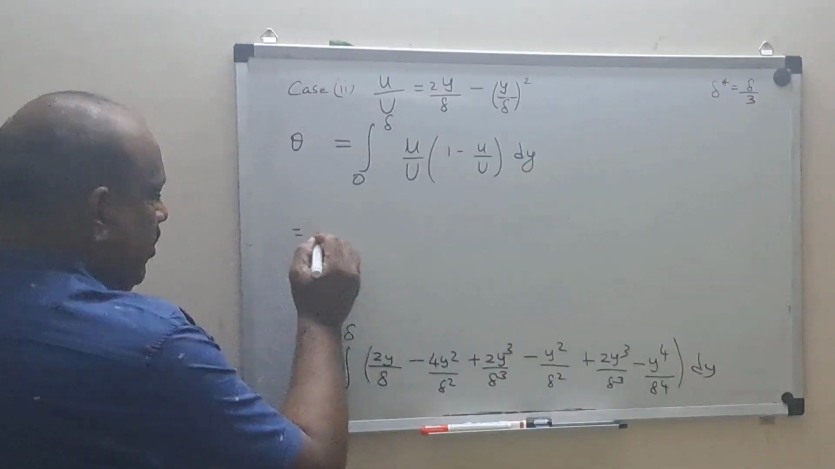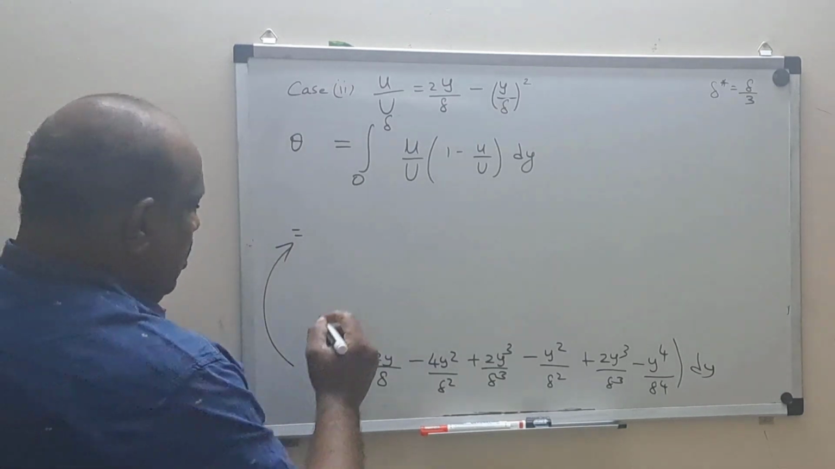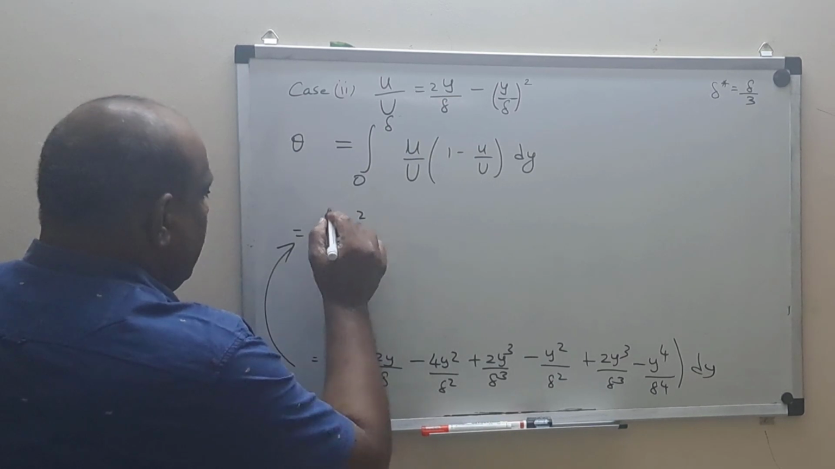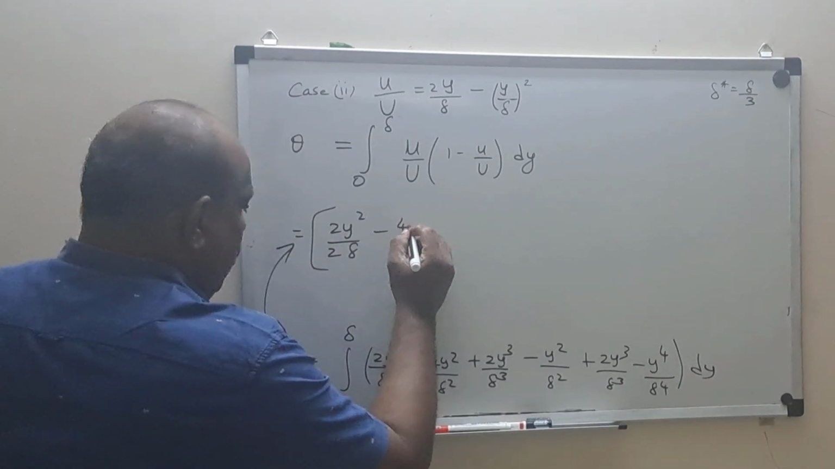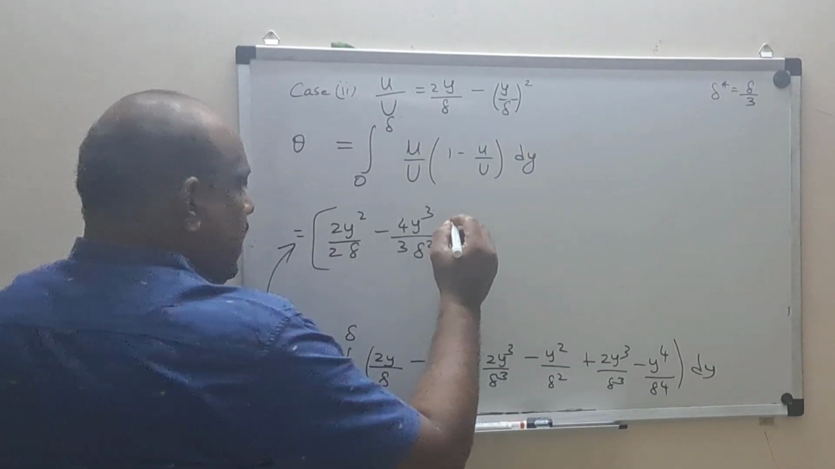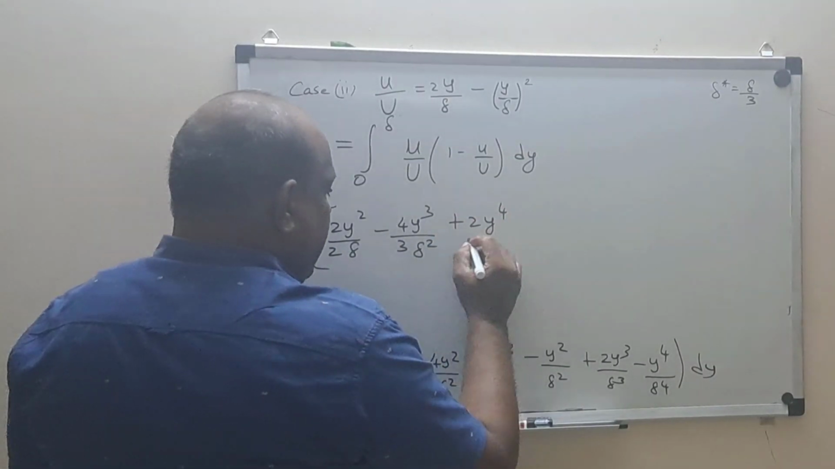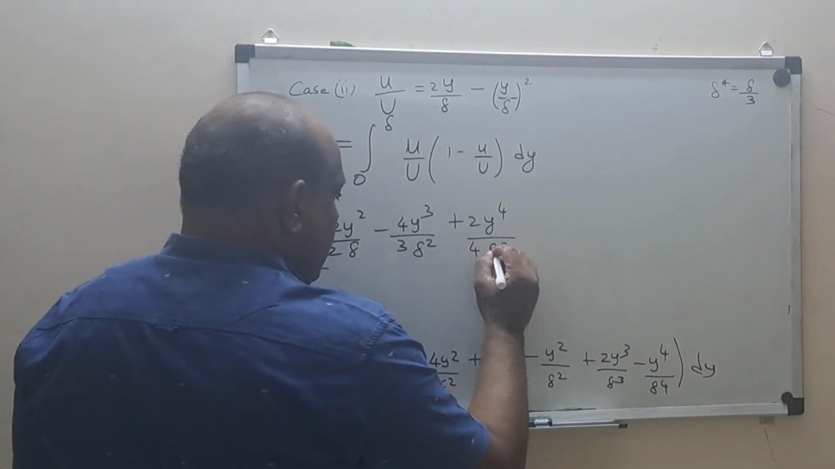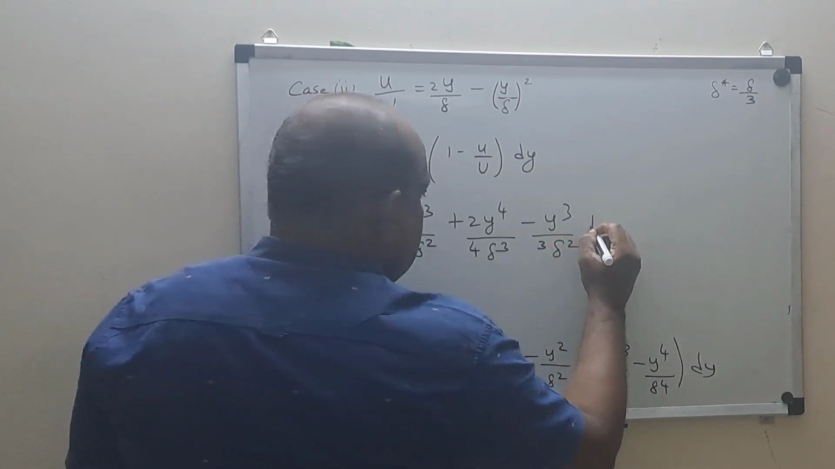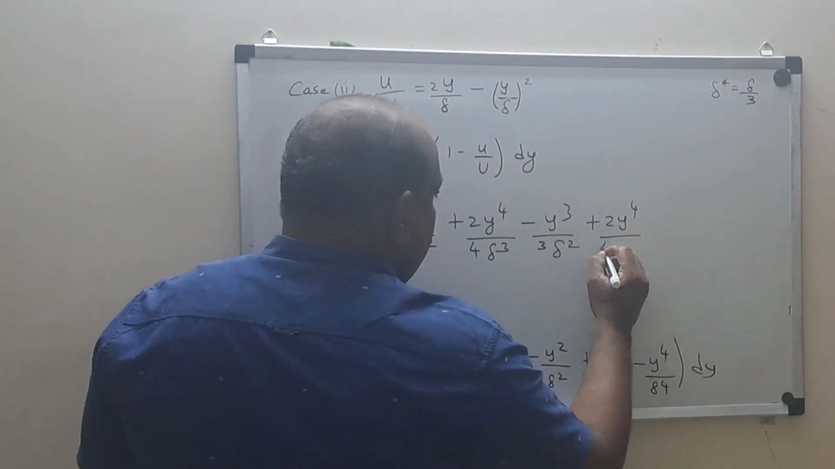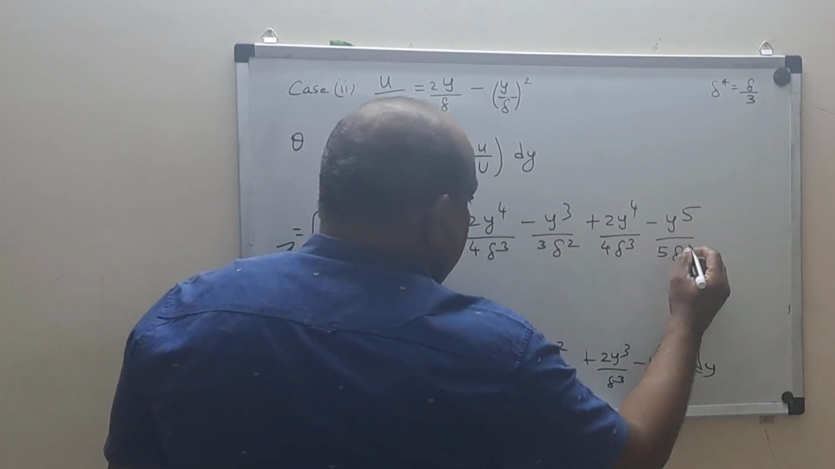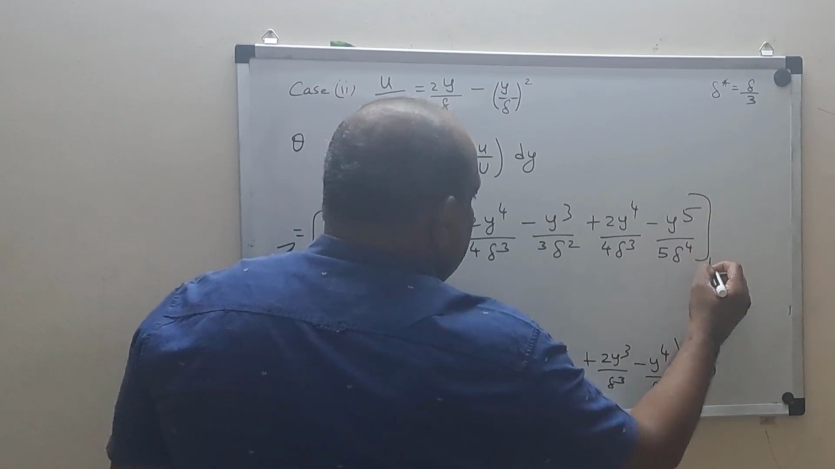So you see here, from here I'm writing here. After integration it will become what? 2y squared by 2 delta minus 4y cube by 3 delta squared plus 2y power 4 by 4 delta cube minus y cube by 3 delta squared plus 2y power 4 by 4 delta cube minus y power 5 by 5 delta power 4, to the limits 0 to delta.